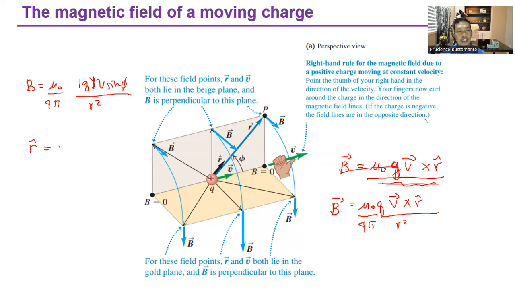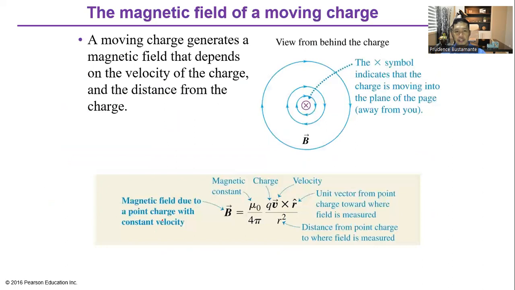Okay, R hat is actually a unit vector, which is equal to the vector R over the magnitude R. You need to remember that the magnitude of a unit vector is equal to 1. That's the magnitude. There's our formula.